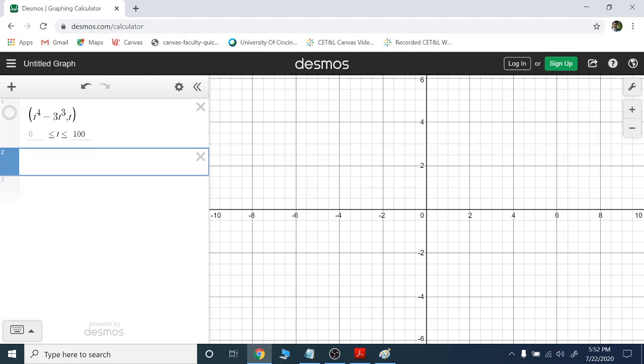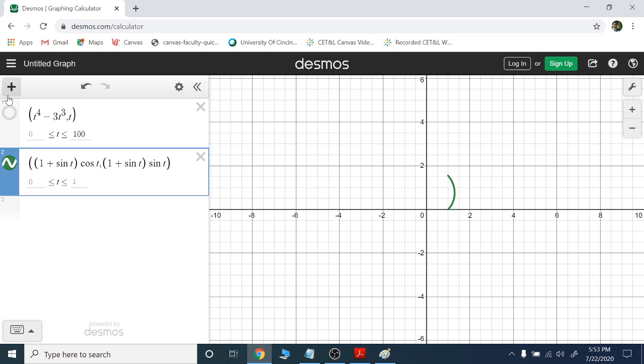Now I will disable this graph, and how are we going to plot it? We need two brackets, and for the x coordinate we have 1 plus sine t, which is also inside a bracket, times cos t, comma, then 1 plus sin t times sin t, right? And t runs from 0 to 2 pi. See, we got a nice cardioid.